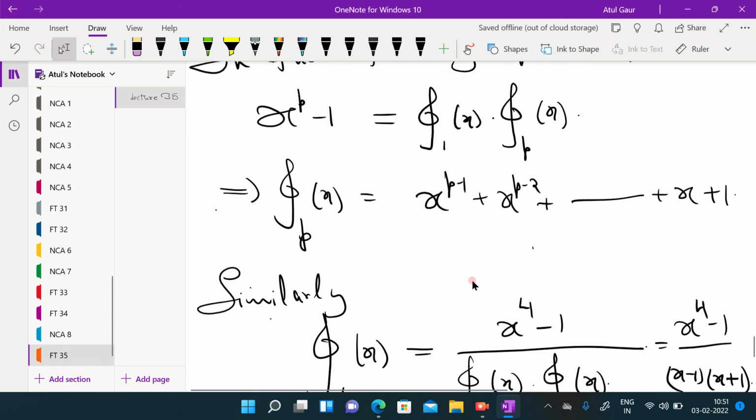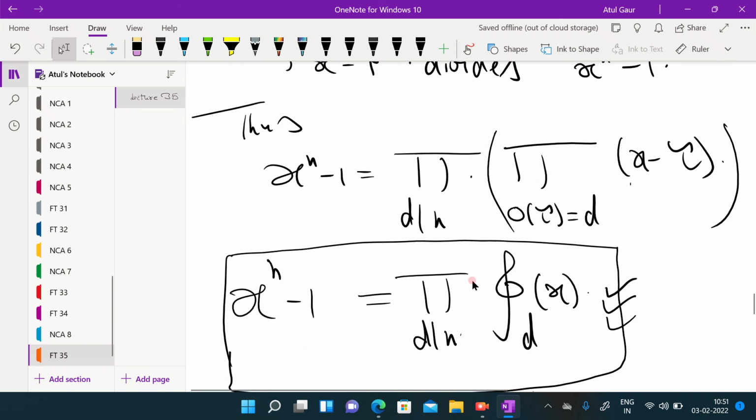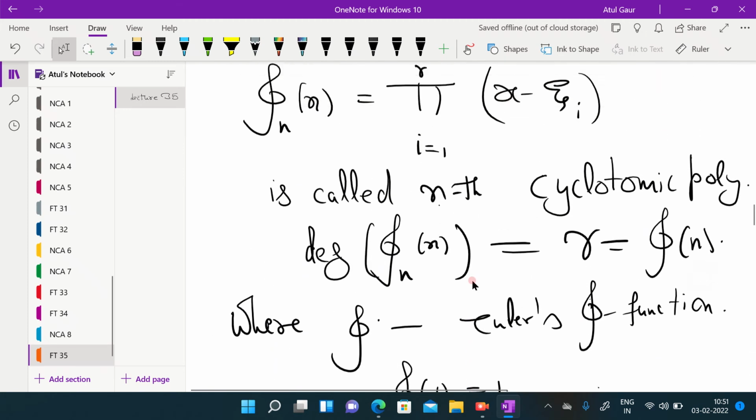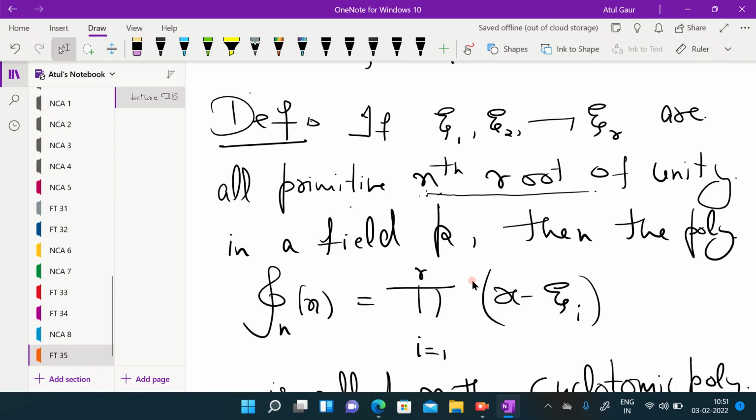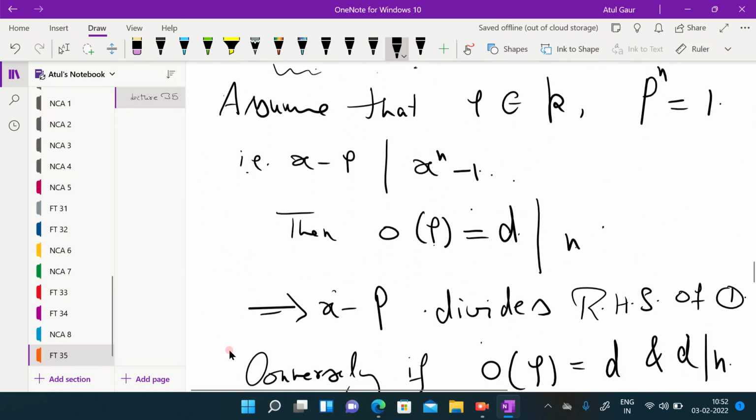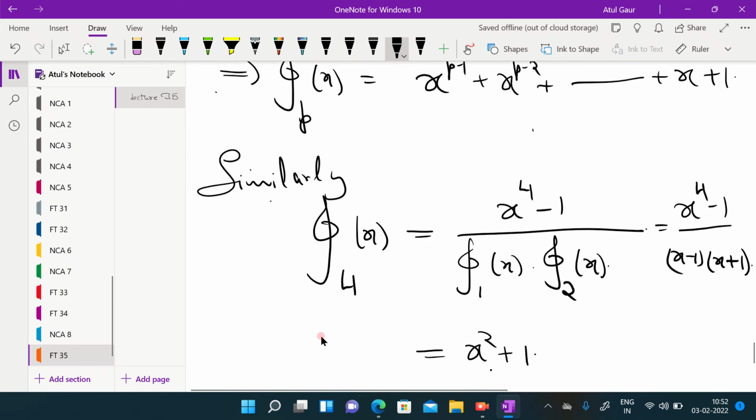So one more interesting thing. Look at the definition of nth cyclotomic polynomial, what it is. Look at this. If xi_1, xi_2, up to xi_n, these are, suppose you are working over the rational field Q. Okay? Suppose you are working over the rational field Q. You consider the equation x^n equals 1 over the rational field.